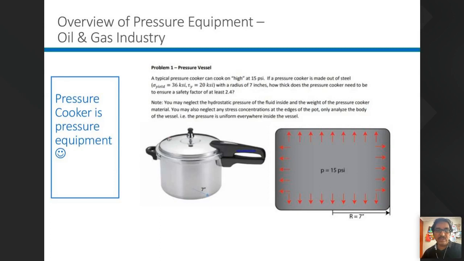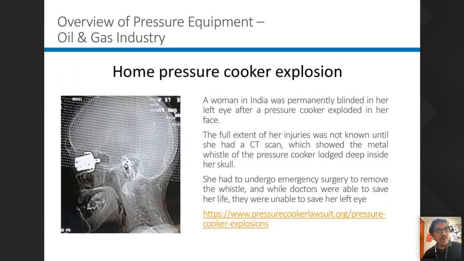Remember, a pressure cooker is a small equipment with 5 to 6 liter capacity. The pressure inside is less than a bar. So what happens if a pressure cooker explodes? We don't usually care about this, but explosions do happen. I just picked a case.